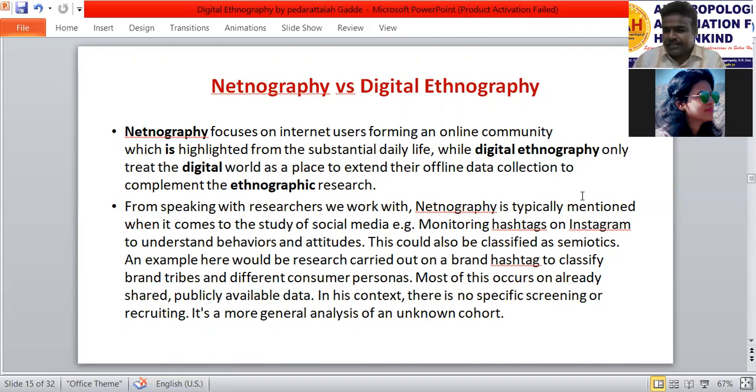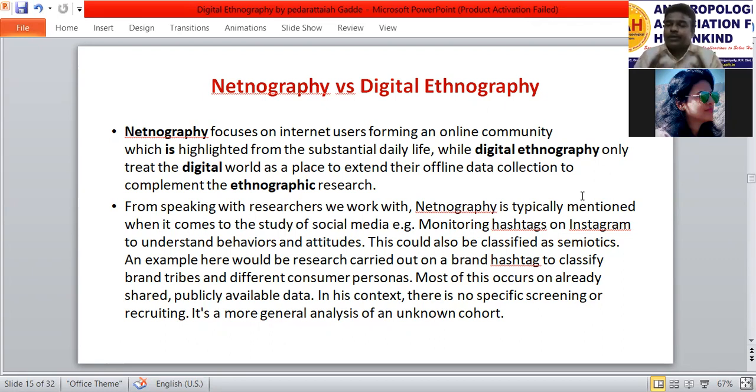In this context, there is no specific screening or recruiting. It's a more general analysis of an unknown cohort. The people available in the online community are unknown to us, and we don't have a direct connection with them. We don't observe their lives. We don't talk to them directly through the digital world. But the data is already available online about their attitudes, behaviors, emotions, beliefs, and their hashtags.